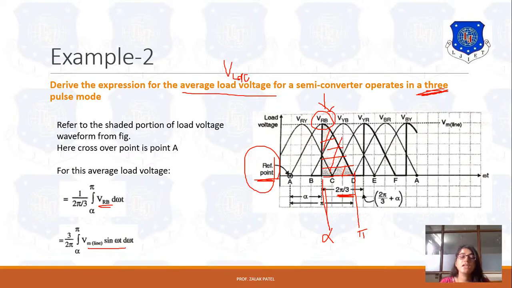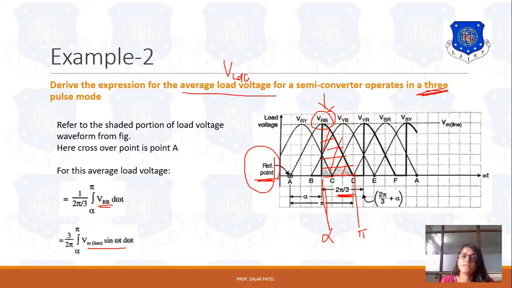Vm sin omega t. Now if we try to integrate this equation, then it can be written like this. If we integrate this last term, then the integration of sine is minus cos omega t, but the limit is from alpha to pi, so minus cos pi minus cos alpha, but cos pi is nothing but minus 1. Already the negative sign is there, so minus minus plus means the answer is plus 1.